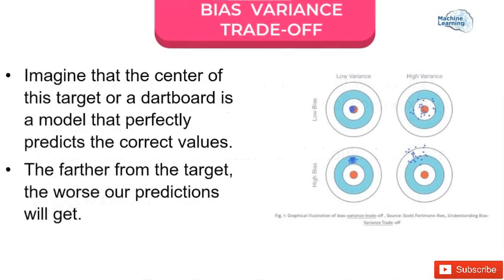So let's go ahead and get into this, and we'll imagine a dartboard. Picture, if you will, that the center of this target is a model that perfectly predicts the correct values, and the farther from the target, the worse our predictions get. We'll make a low variance versus high variance quadrant, and high bias against low bias. This is a good way to visualize and understand what the bias and variance terms actually mean.